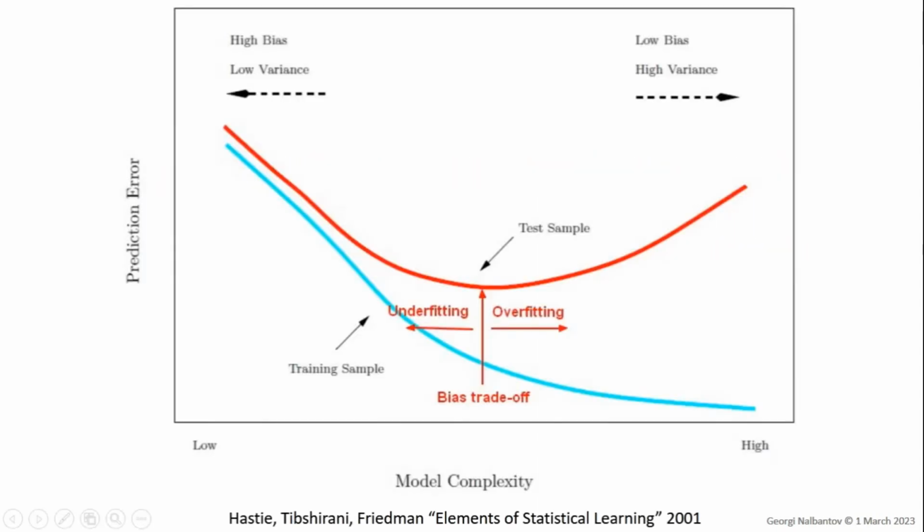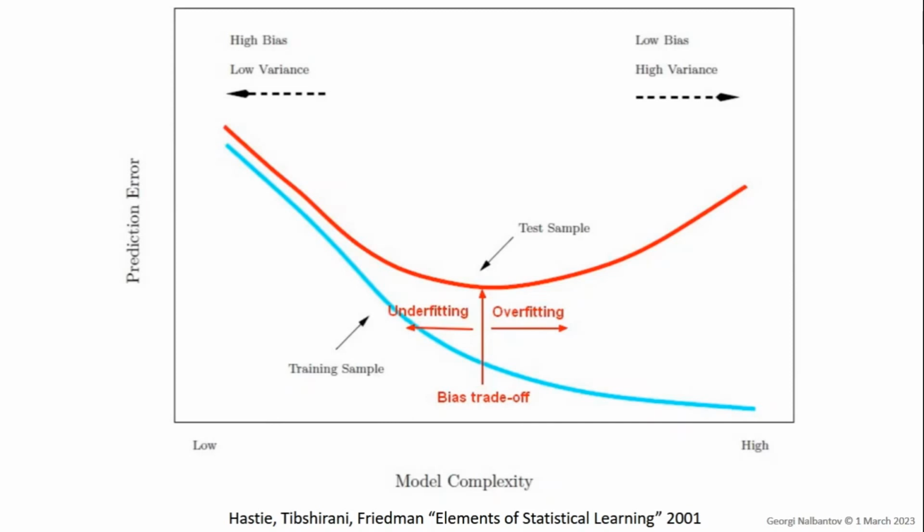This is a famous graph from the book of Hastie, Tibshirani, and Friedman, which depicts the training error and the test error. And as we know, as model complexity goes up, training error goes down, but the test error initially goes down, then goes up. And we look for the complexity level at which the test error is minimal, and this is called the best trade-off between bias and variance. And today we'll see a numerical example.